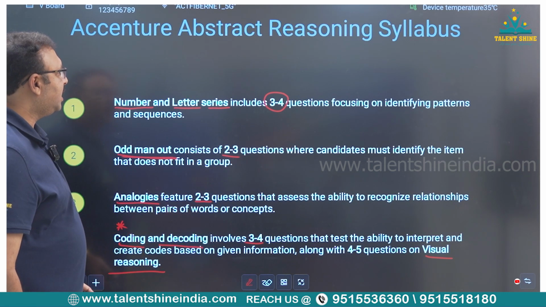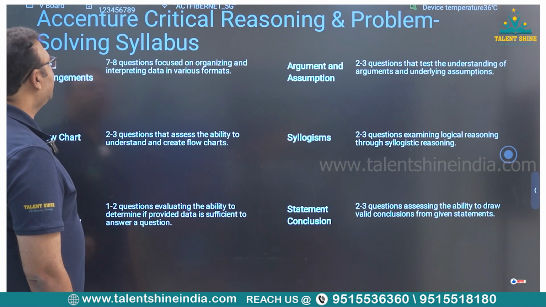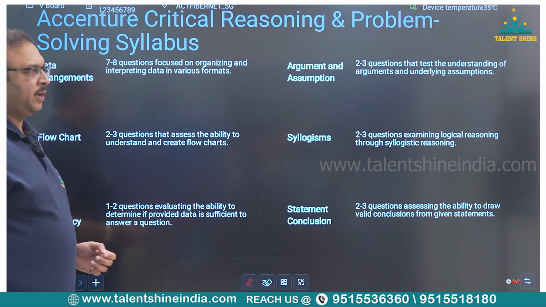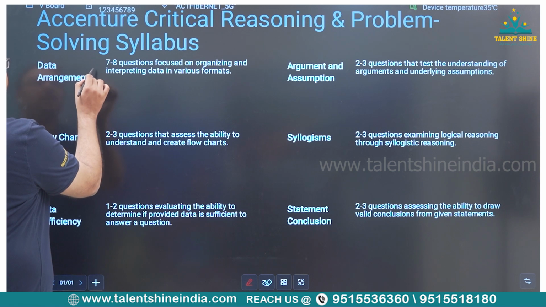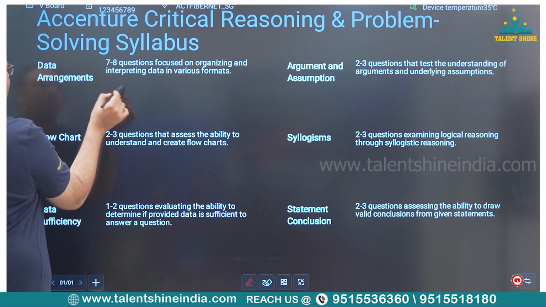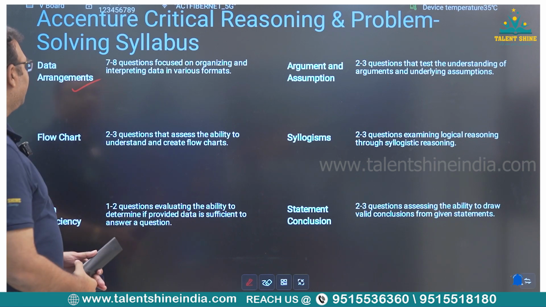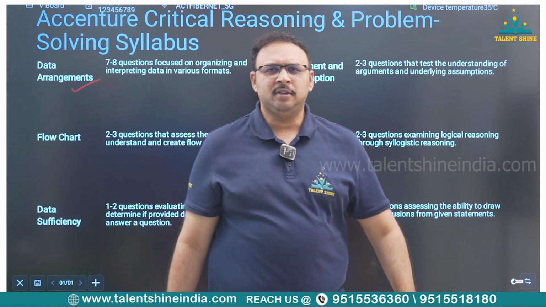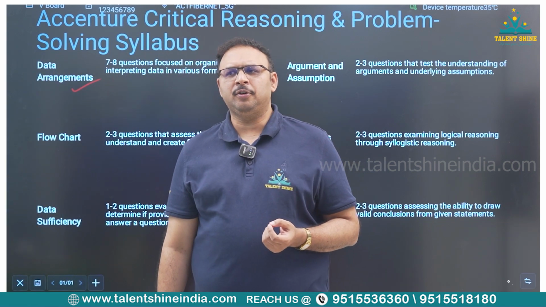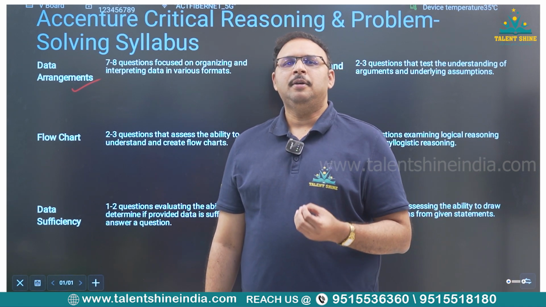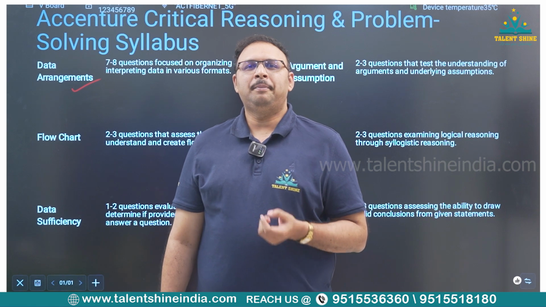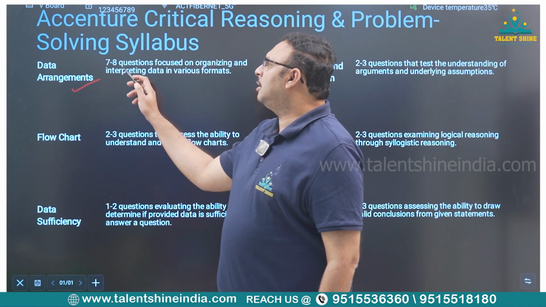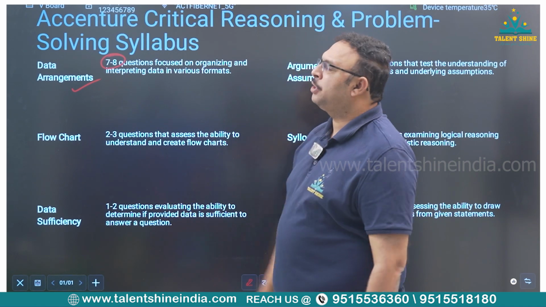Now let's go to the next part. It's a very important part, critical reasoning and problem solving. Here you need to focus much on data arrangements. It's very important. From data arrangement, 7 to 8 questions come here. Sir, what is meant by data arrangement? Data arrangement is nothing but they can ask questions on puzzles, sitting arrangements, blood relations, directions, ranking tests, all those things. Based on data, they can ask 7 to 8 questions out of the 18 questions in this one.